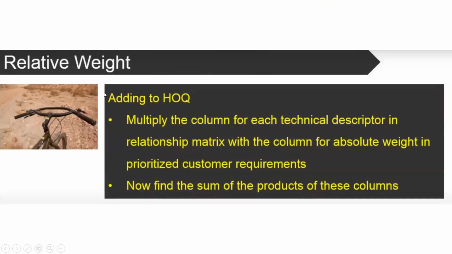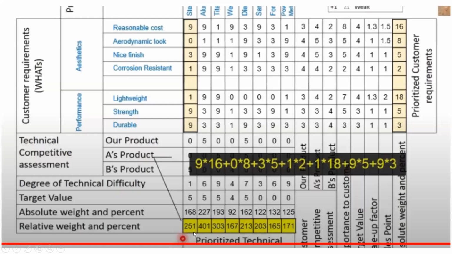Another one, relative weight. Multiply the column for each technical descriptor relationship. So we need to sum up the products of this column. This one: 9 times 16, 0 times 8, and so on until 9 times 3. So we get the relative weight and percentage for this one. One is absolute, one is relative.